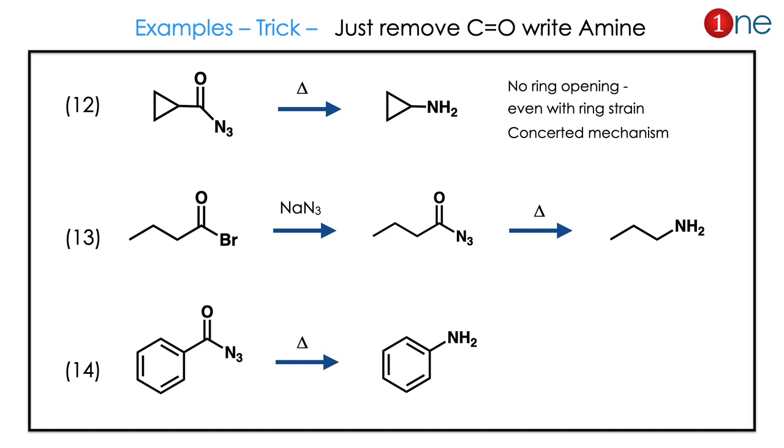Then the 13th example, acyl bromide. Like acyl chloride, the product will be there. Conversion to azide, the final product is amine there. Then the 14th example, you have azide in the benzyl system. So CO removal is also possible even with sp2 carbon. You have the final product amine.